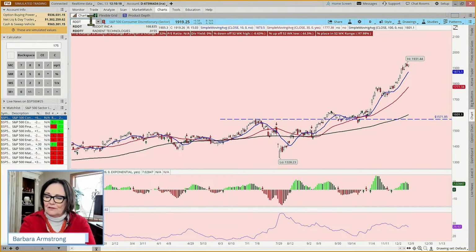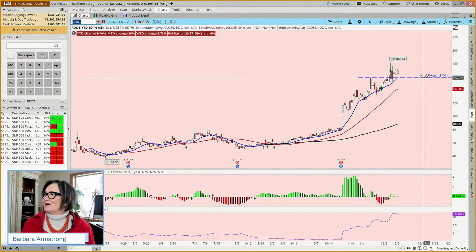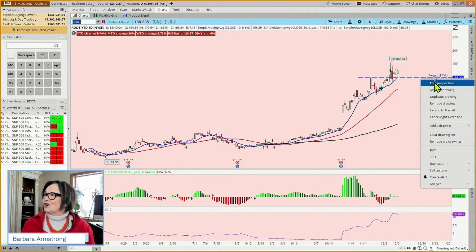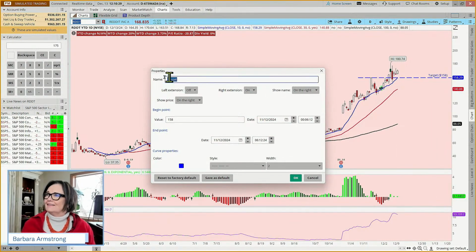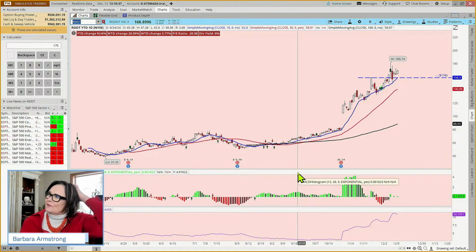So we did a couple of trades in the trading a smaller account class on Reddit. We had a target of 158 and it has hit that. I'm going to take the target bit off here, but I'm going to leave that line. And the reason I'm leaving the line is we're going to talk about covered strangles, as I mentioned. And what is a covered strangle?